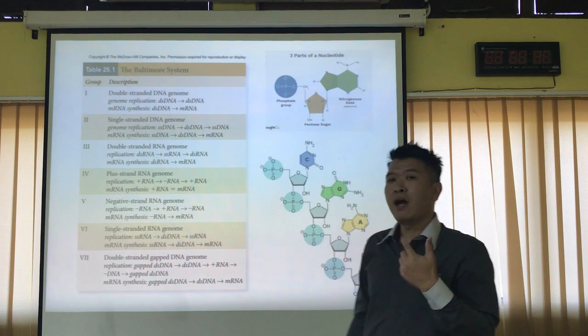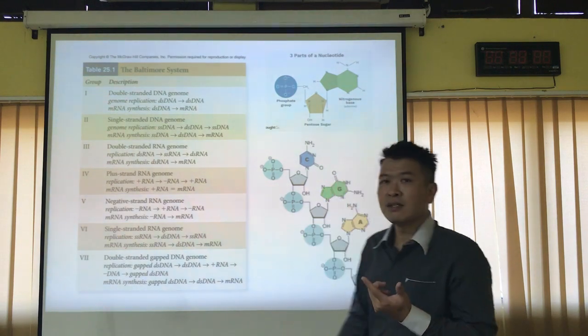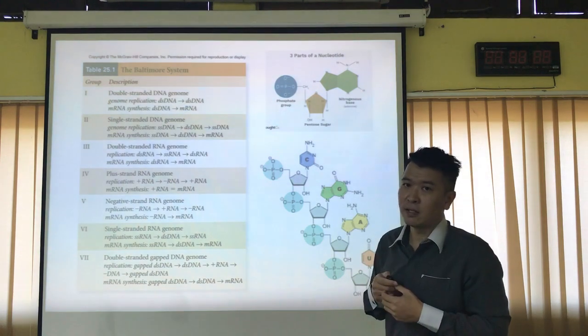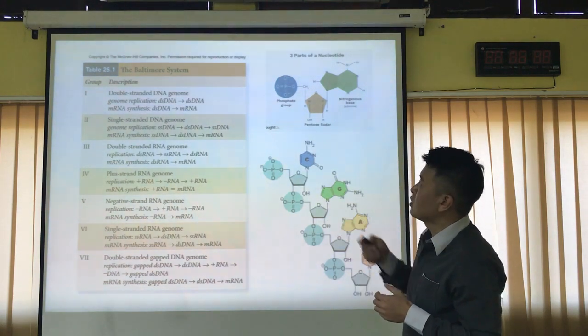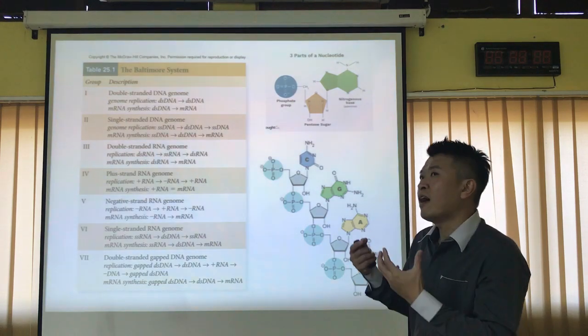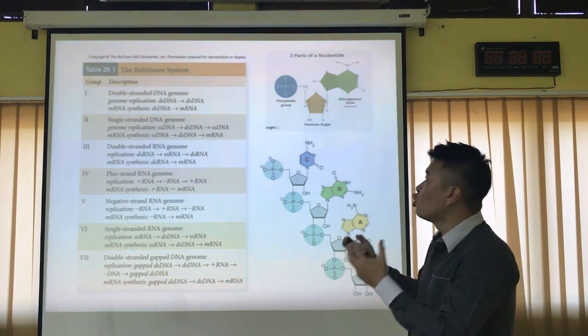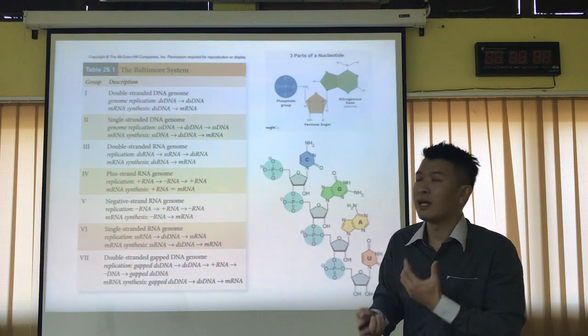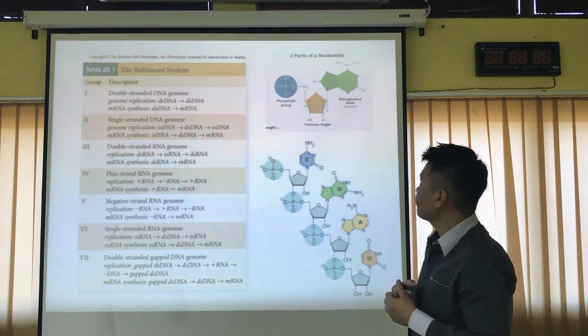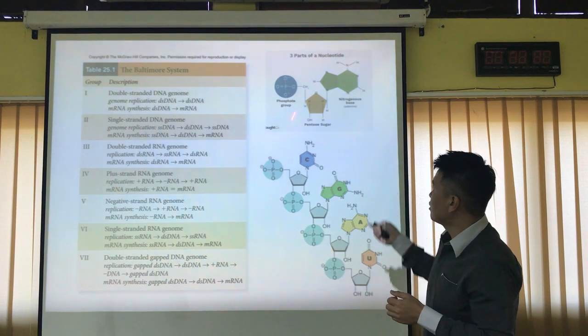So now we come to the classifications of the virus by using the Baltimore system. The Baltimore system classifies viruses based on the way the virus replicates and the way the virus translates the protein. Okay, so we have seen this one.